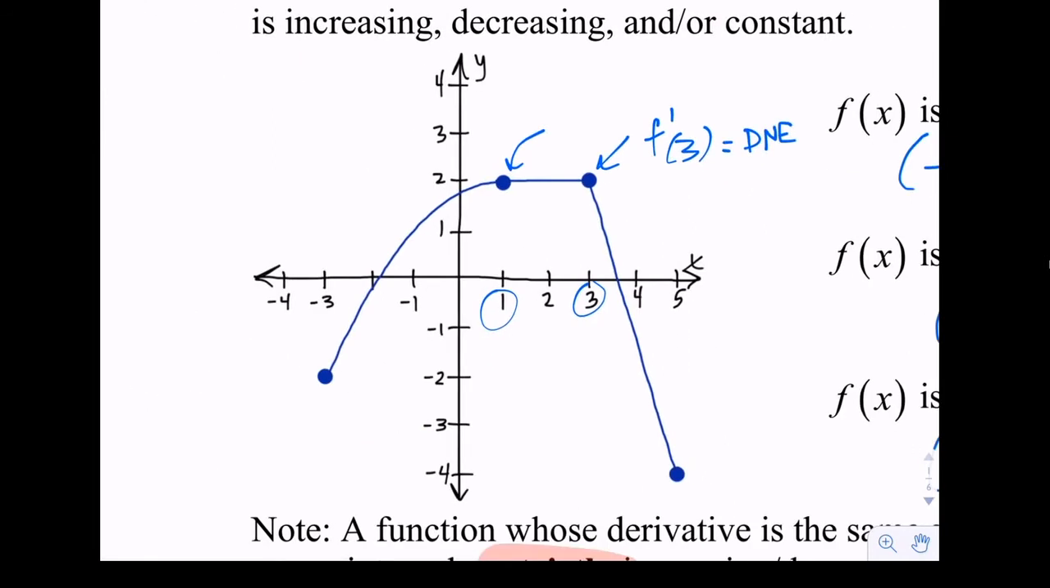A critical value is one possible place where a function can change from increasing to decreasing. Where else can a function change from increasing to decreasing?